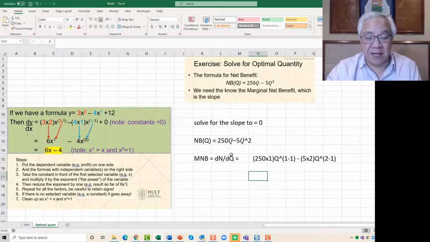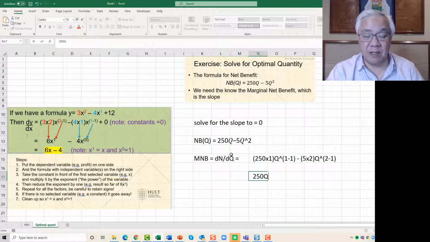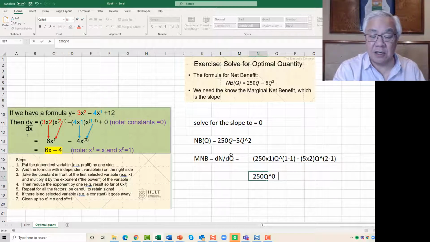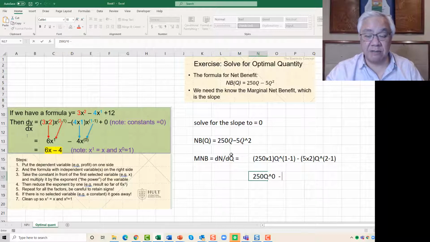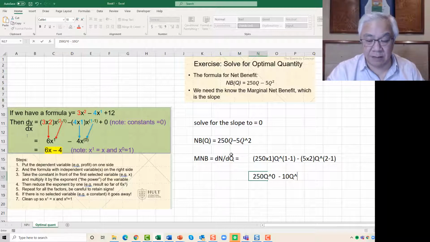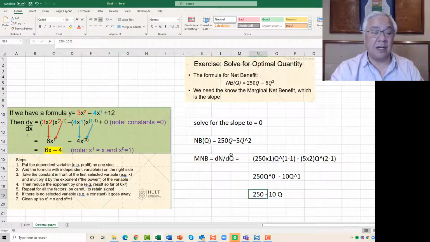So 250 times 1 is 250. The variable is q, and it's going to be raised to the power of 1 minus 1, which is 0, right? Raised to the power of 0. I'll just do it nice and slow. Minus, what's 5 times 2? Oh, I got that. It's 10. Q. And it's going to be raised to what power? 2 minus 1. Oh, that's easy. It's 1, right? So now we can finalize and say it's 250, and q to the 0 power is 1, so it just disappears. The variable disappears. Minus 10 times q. Q to the 1 is just q. So that's our expression. And now we can go solve it.